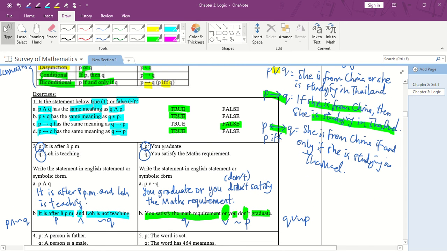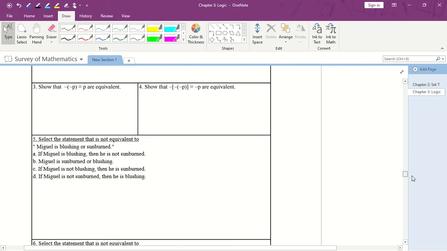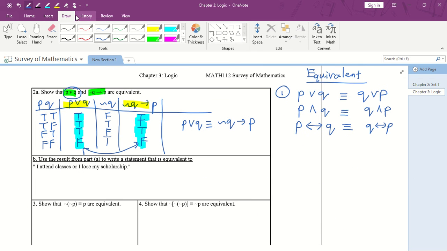Is the statement below true or false? We know that P and Q has the same meaning as Q and P, so we put true. P or Q has the same meaning as Q or P, and we put true. And P if and only if Q has the same meaning as Q if and only if P, and we put true. So this means that all of them are equivalent except for the C. So let's go back here. This is the first concept we know about equivalence in page 4. And let's talk about the second thing that we learned just now also.